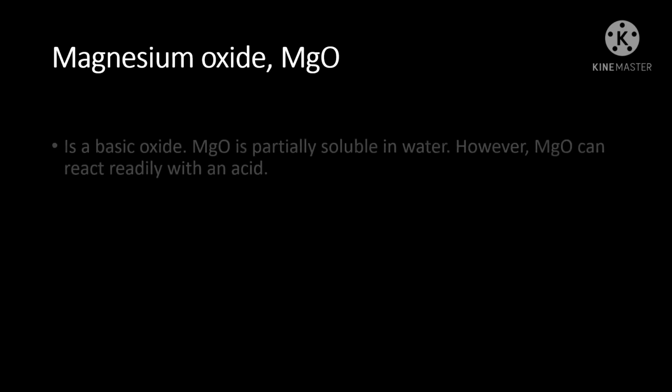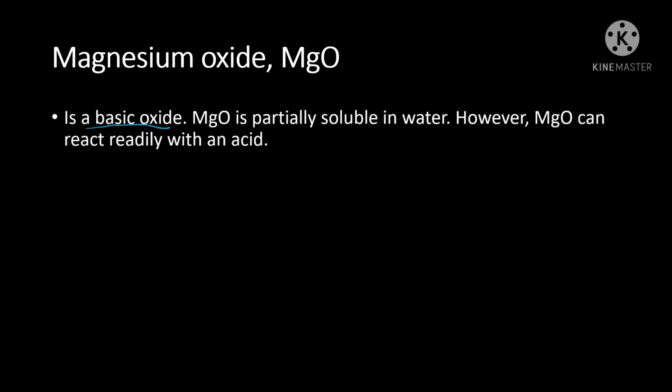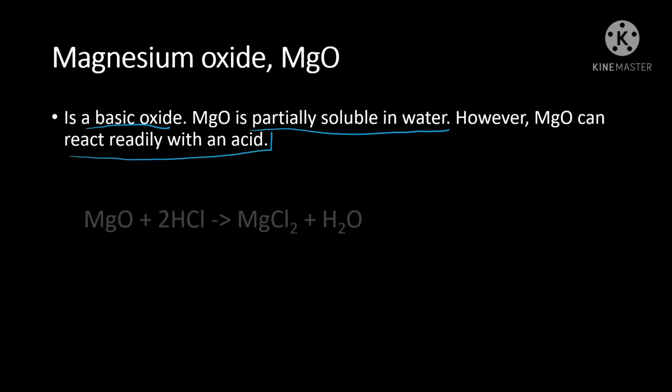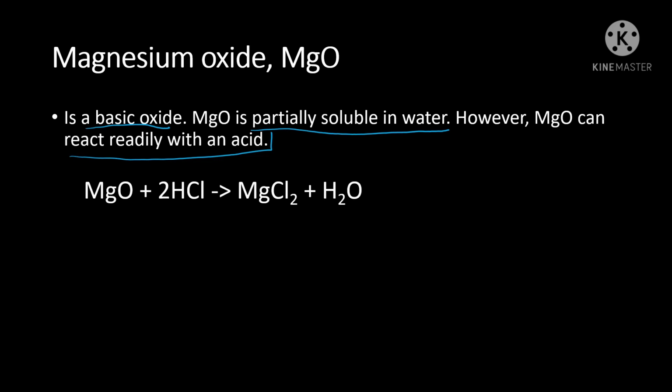Magnesium oxide is also a basic oxide, and it is partially soluble in water and can react readily with an acid. For example, magnesium oxide can react with hydrochloric acid to give us magnesium chloride salt and water. Since magnesium oxide can react with hydrochloric acid, this indicates that magnesium oxide is a basic oxide.